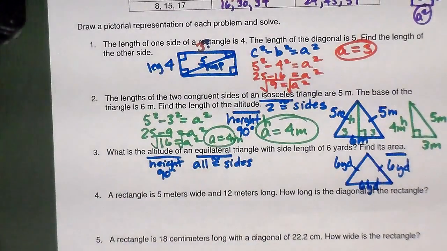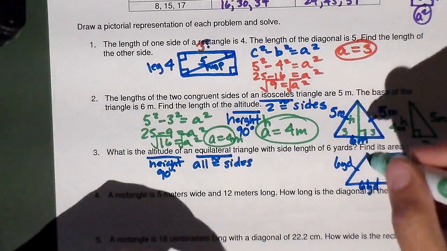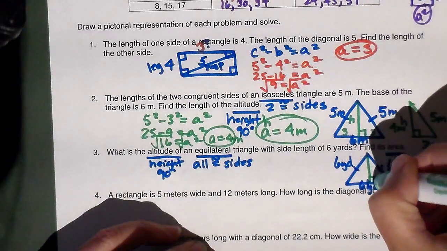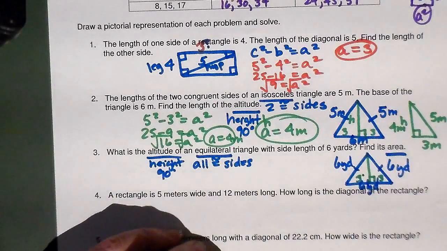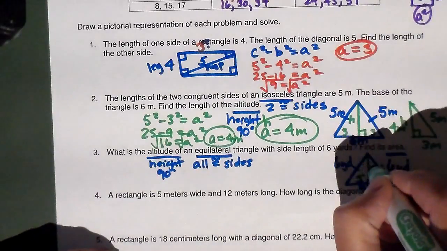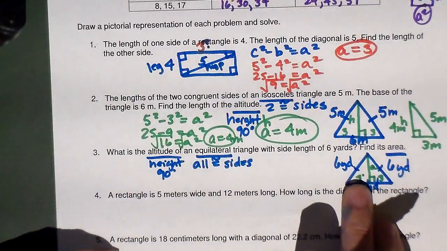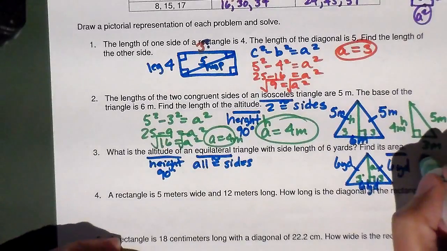I also want to find the altitude of this, so I'm going to draw the altitude, again 90 degrees, and if that's 6, it's going to separate it into 3 and 3. Okay? So I want to find the altitude. I'm going to call it A or H. If I've got 3 and 6, I'm going to separate these apart again.